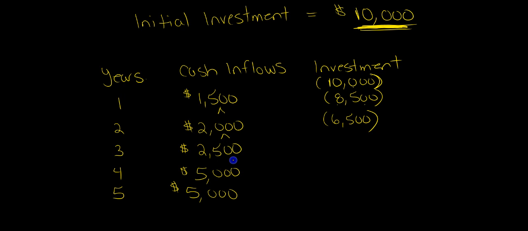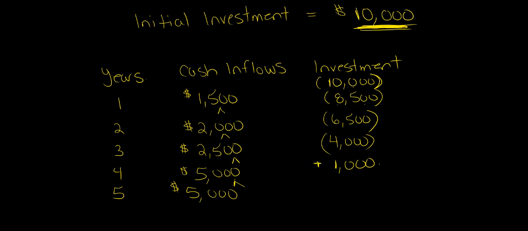Then if we make another $2,500, and we subtract that from the $6,500, that would mean you have $4,000 left to pay off. And then if we take $4,000 and then we make another $5,000, then in this case, this is the point where we actually start making some money. So we've paid off the original investment.